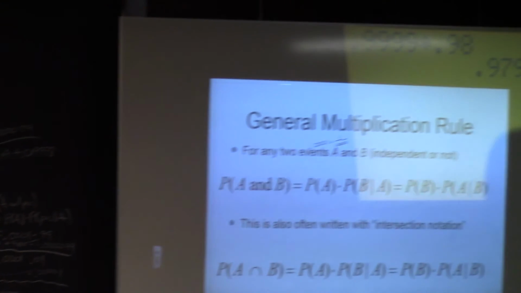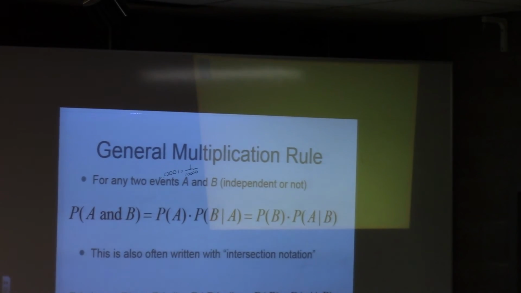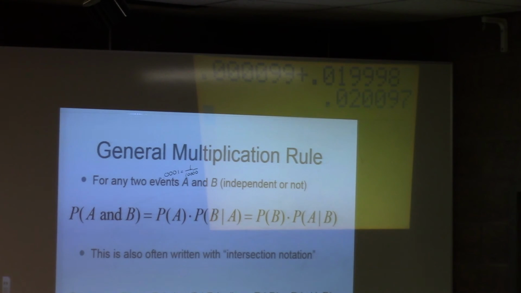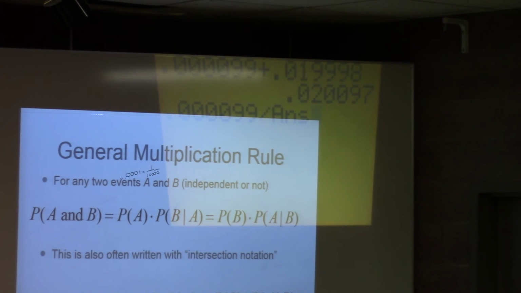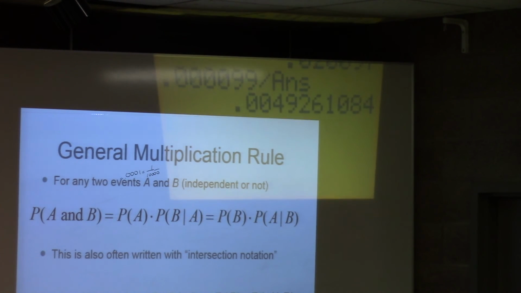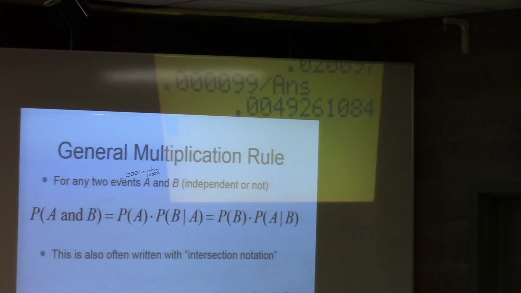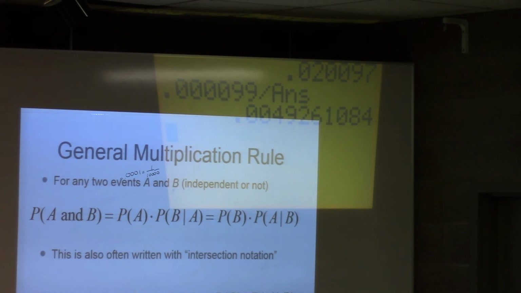We're almost done. You can add up the numbers on the bottom. I'll just do it on the calculator. 0.000099 plus 0.019998. The number on the bottom is 0.020097. Now take the top, 0.000099, and divide by that number on the bottom, which I can do like this. On the calculator, refer to the previous answer. And guess what? This answer is not very big. 0.0049. Less than a half of 1% chance.